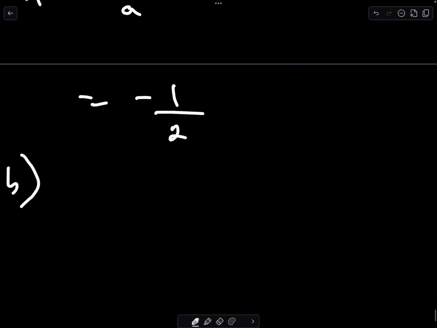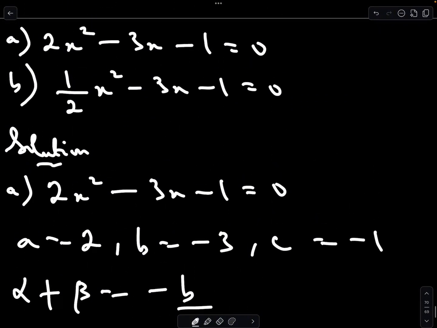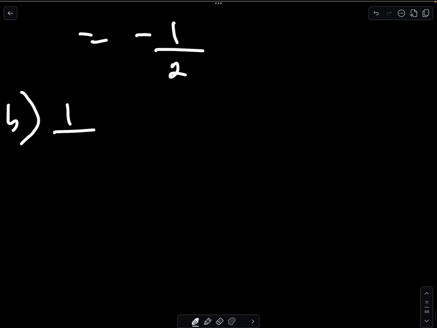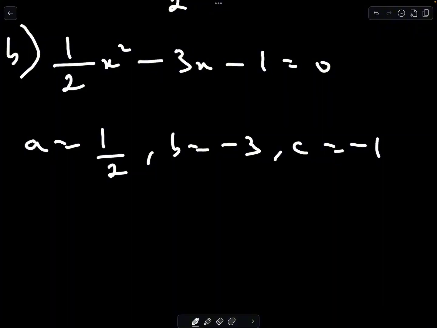Now let's take the second question. The equation is half x squared minus 3x minus 1 equals 0. And that simply means a is 1 over 2, b is minus 3, and c is minus 1. Don't forget, a is the coefficient of x squared, b is the coefficient of x, which is minus 3, and c is the constant, which is minus 1.